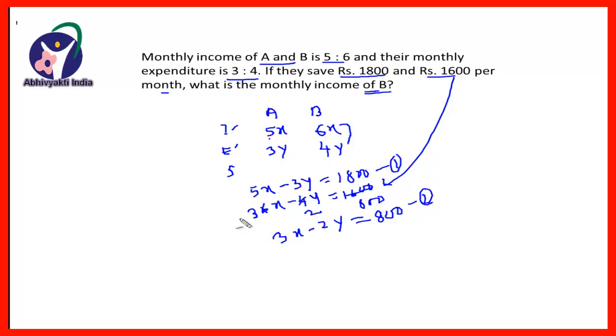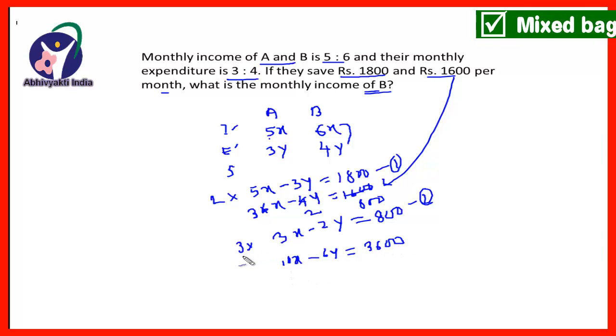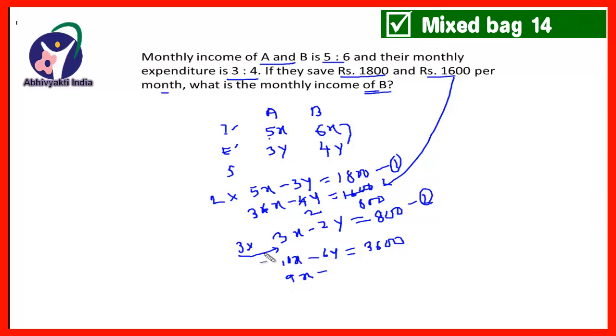To solve these equations simultaneously, we will multiply equation 1 by 2 and equation 2 by 3. So you will get 2 fives are 10x minus 2 threes are 6y is equal to 18 twos are 36, 3600. And you multiply the other by 3, so 3 threes are 9x minus 3 twos are 6y, which is equal to 8 threes are 24, 2400.